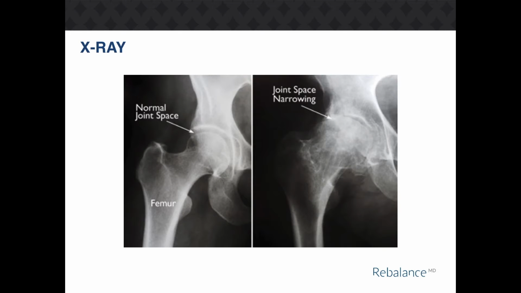The x-ray on the left shows an anatomically healthy hip. However, the x-ray on the right shows a diseased hip joint, as evidenced by the joint space narrowing, the bone spurs, and the cysts on the acetabulum and in the femoral head, features consistent with osteoarthritis.